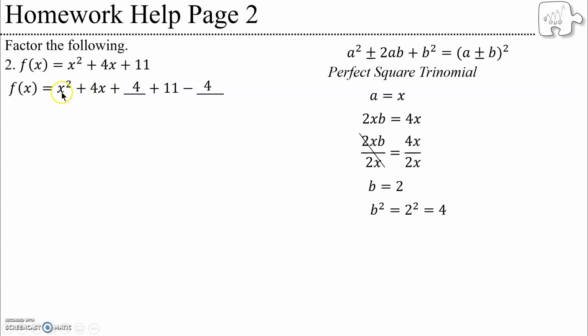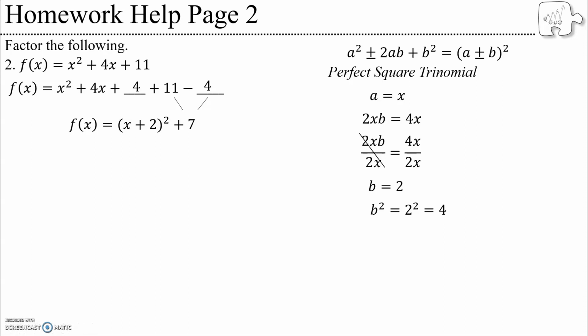The first three terms will always be a plus or minus b, squared, depending on whether this is plus or minus. So it'll be x, for a, plus 2 squared. And then 11 minus 4 gives us 7, so we just add 7 at the end.